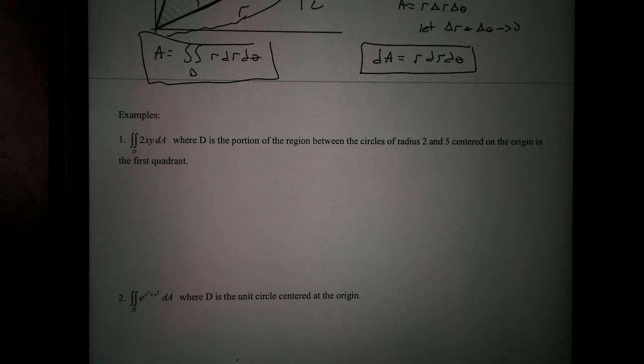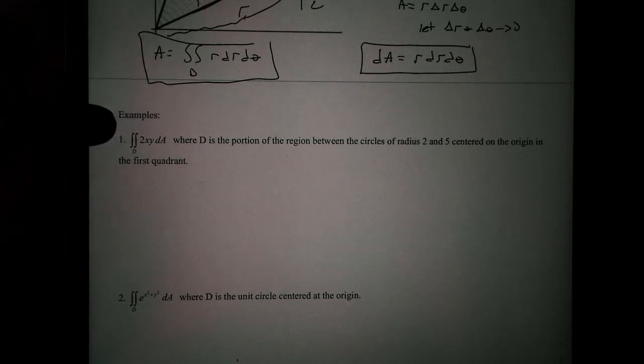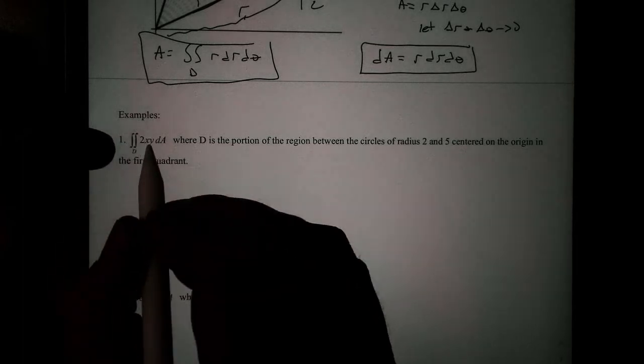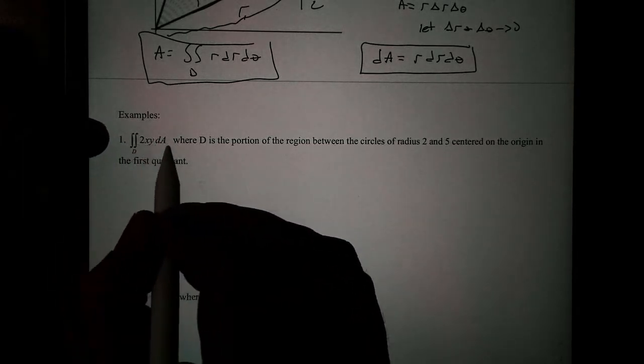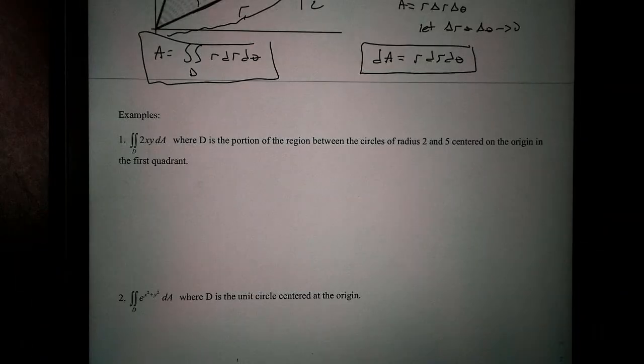Hello and welcome back. So we're going to continue our discussion on using polars and double integrals to find areas and volumes. Now this question right here is definitely a volume question because we have a little function in here times my area. So it's like my z function, my height times my area of my base, so it's going to give us a volume.